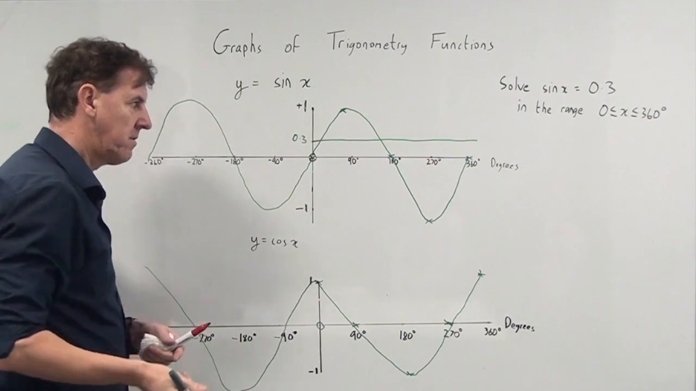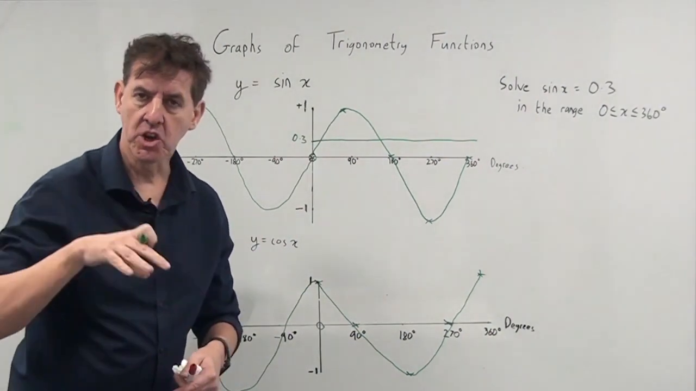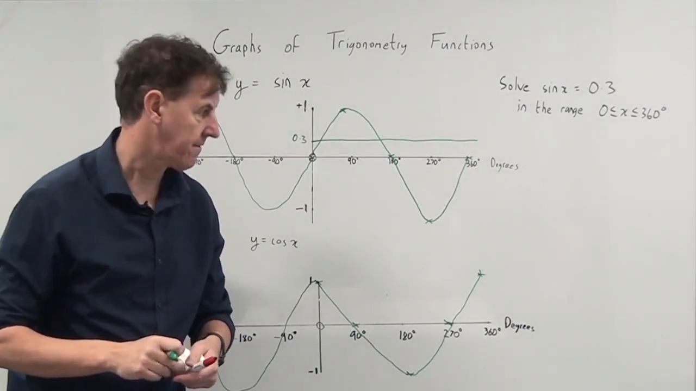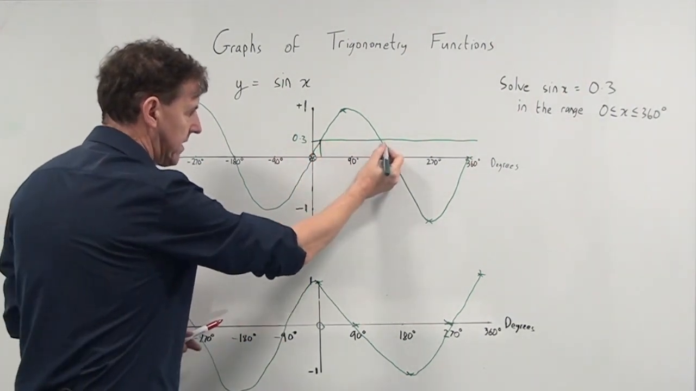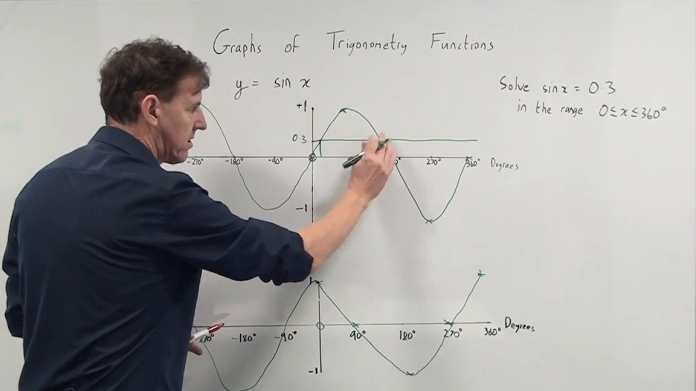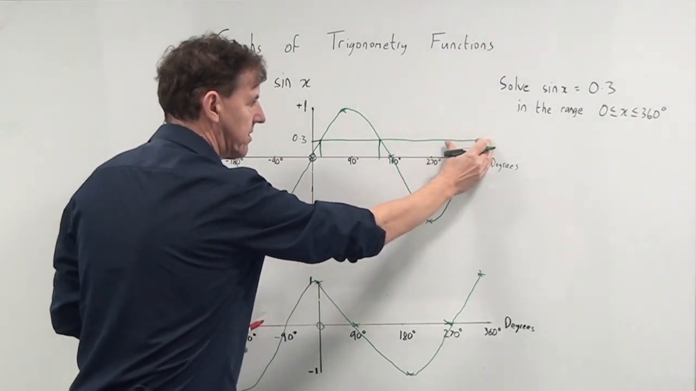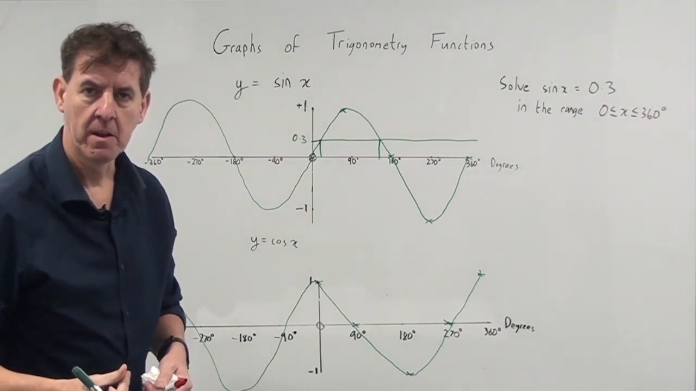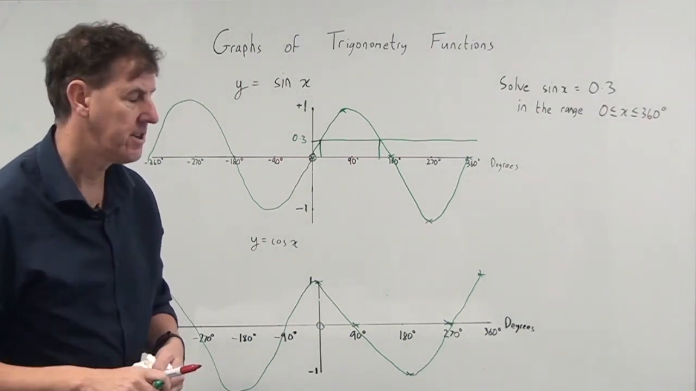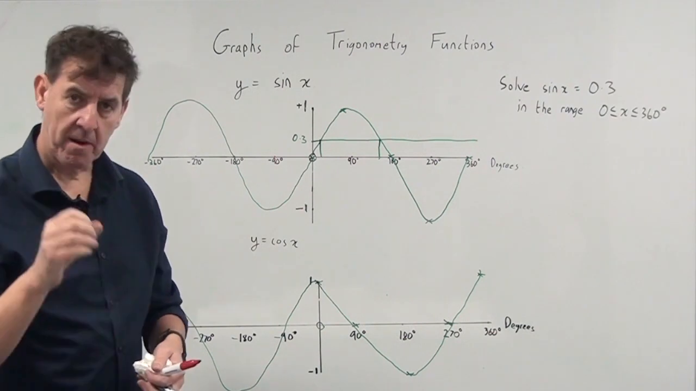And basically what I'm doing is seeing where that line cuts my sine x graph. Where does it cut? It cuts here. It cuts here. It doesn't cut anywhere else in the range 0 to 360. So I'm expecting two answers which are going to satisfy that equation. Right, now how do I get my first answer?